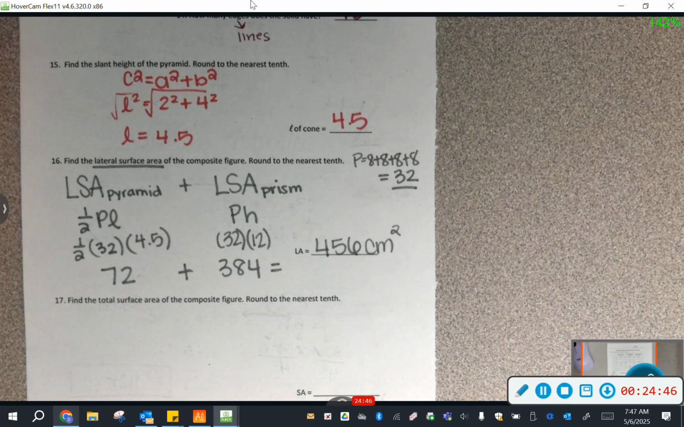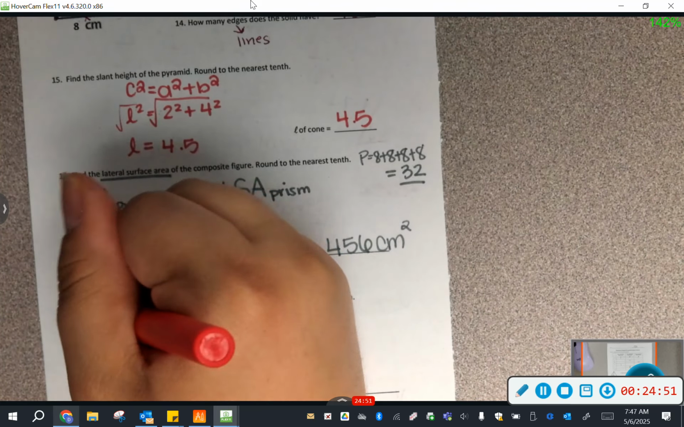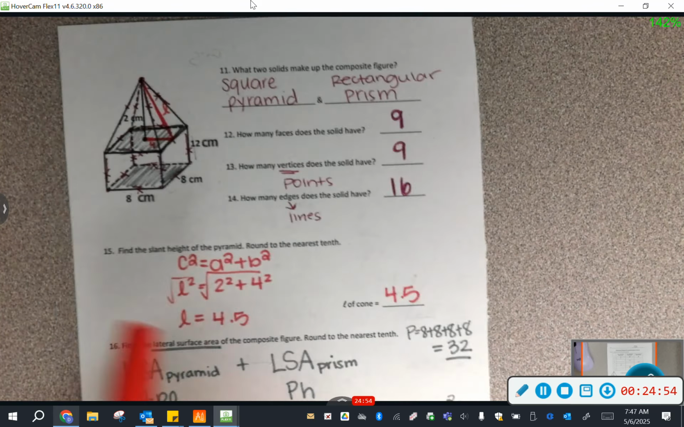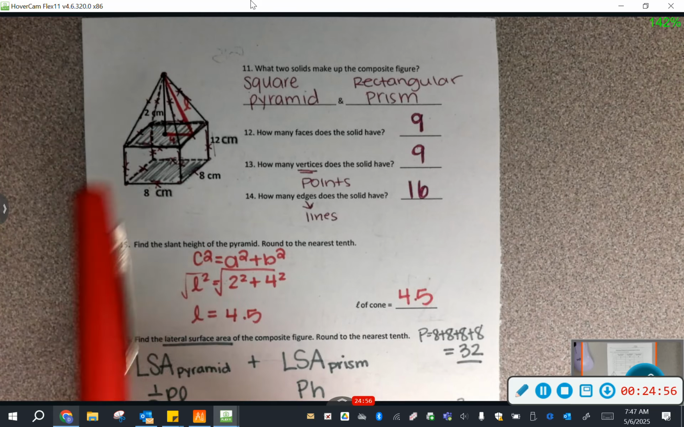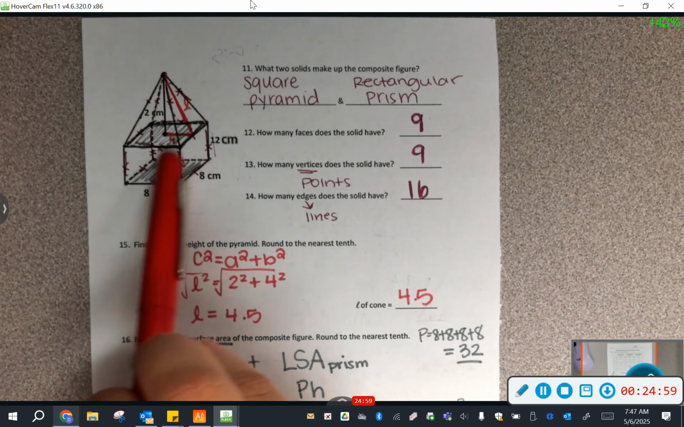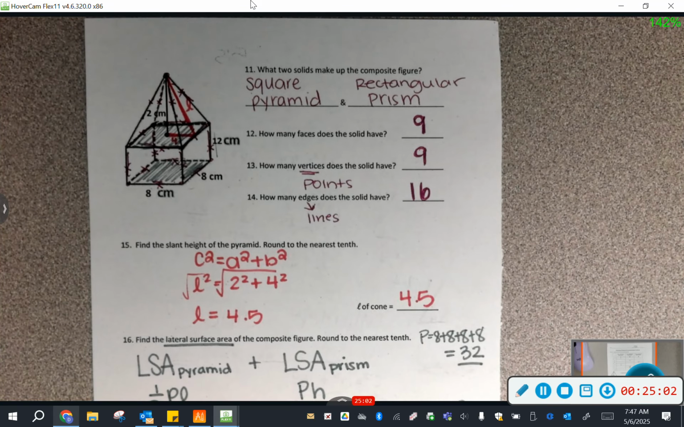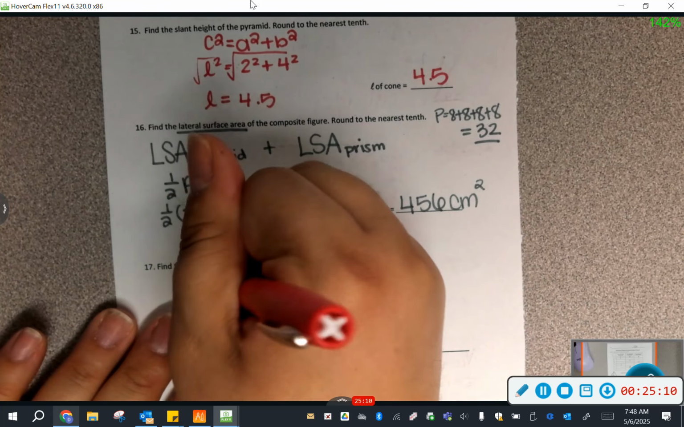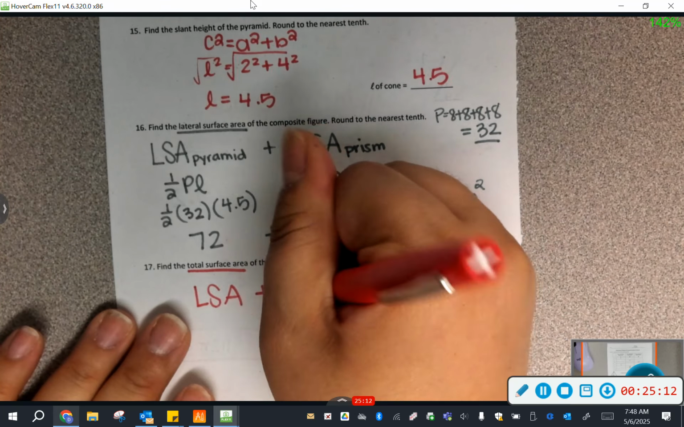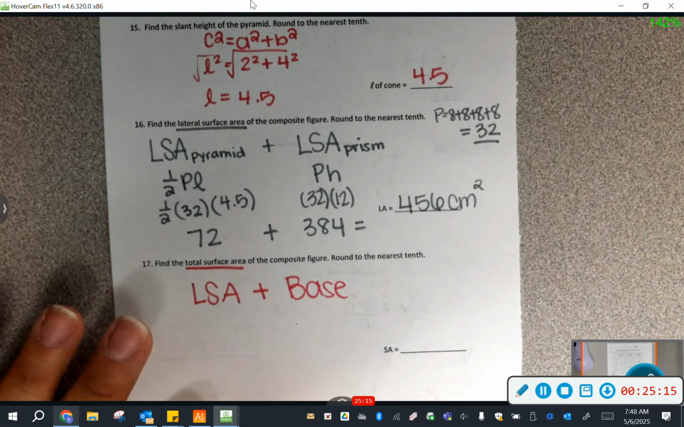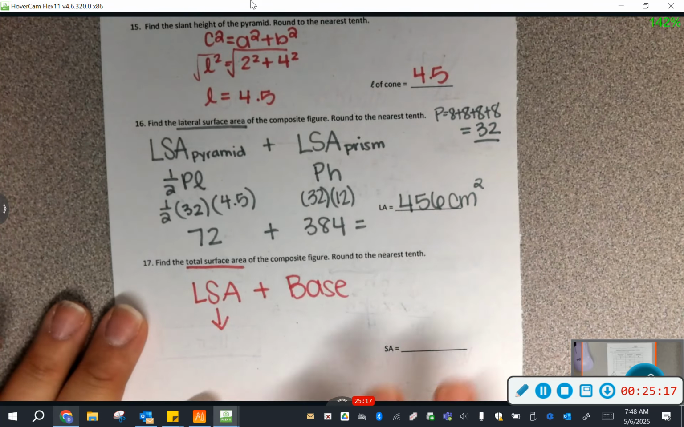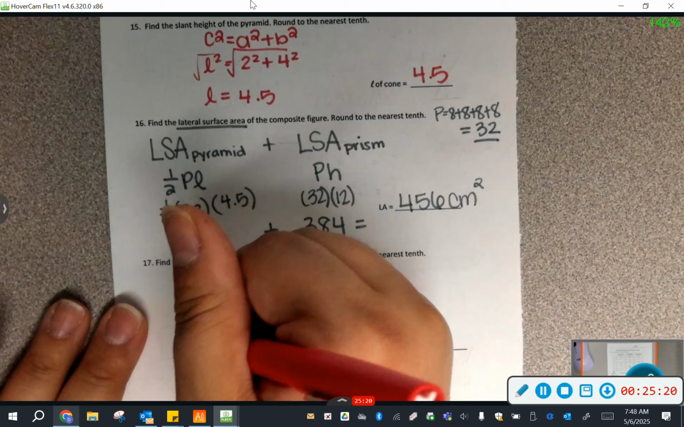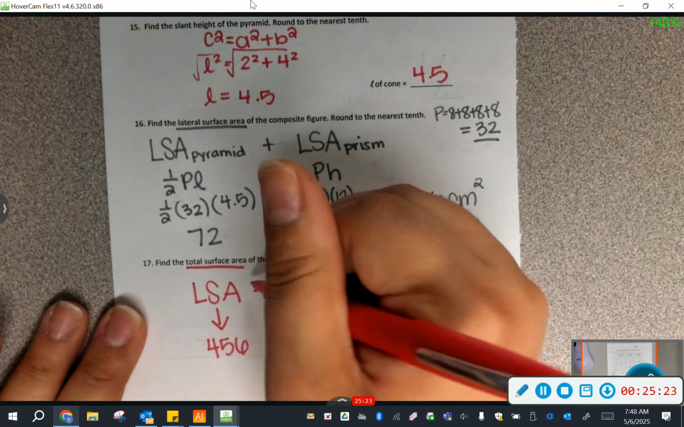All right, last one. How do I find the total surface area? What did we just find? Lateral. Do you agree we found around the top and around the bottom? What do I need to do to find the total? Add that base. So right here, I'm going to take my lateral surface area plus the base. What was our lateral surface area? 456. We got that from right here.